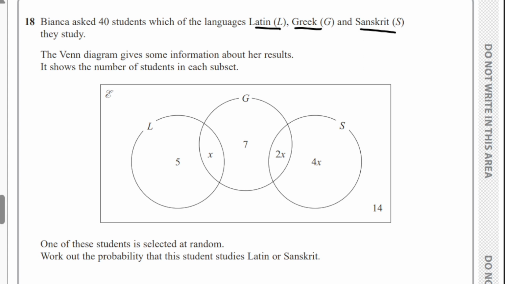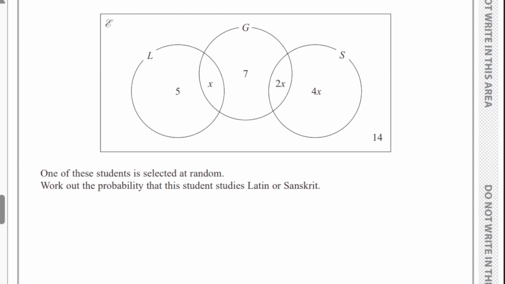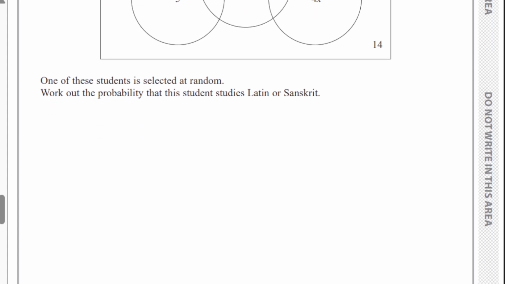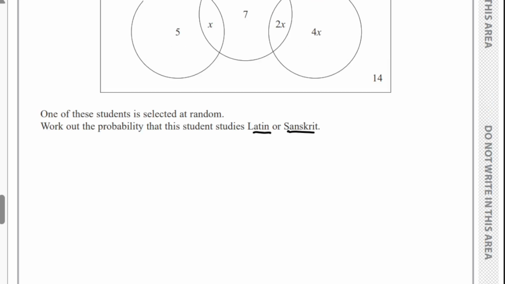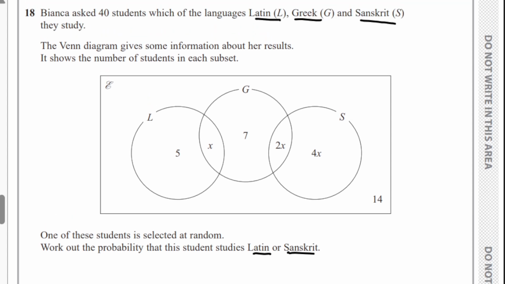Sanskrit. Now, the question gave you this Venn diagram with the X's on it, and then the question says one student is selected at random. Find the probability that this student studies Latin or Sanskrit. This is 3 marks. The question looks scary. It's very easy. Now, follow me carefully.